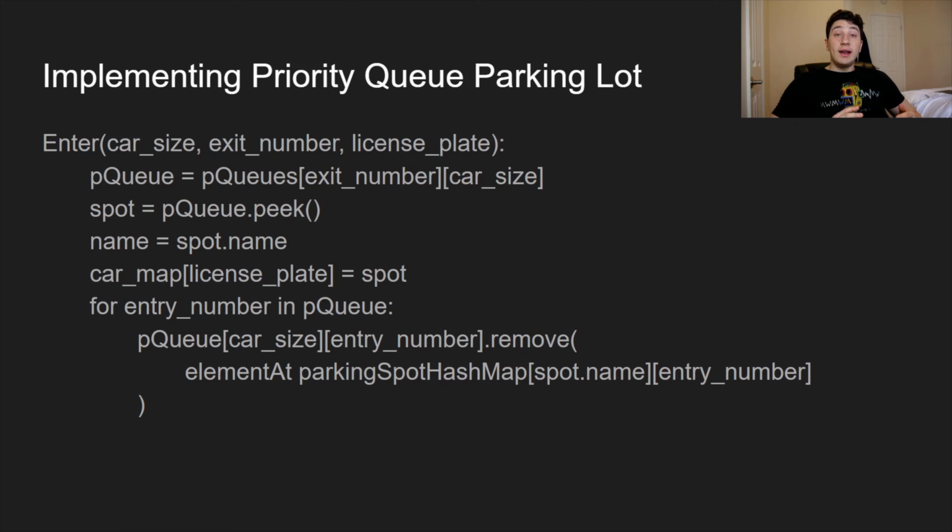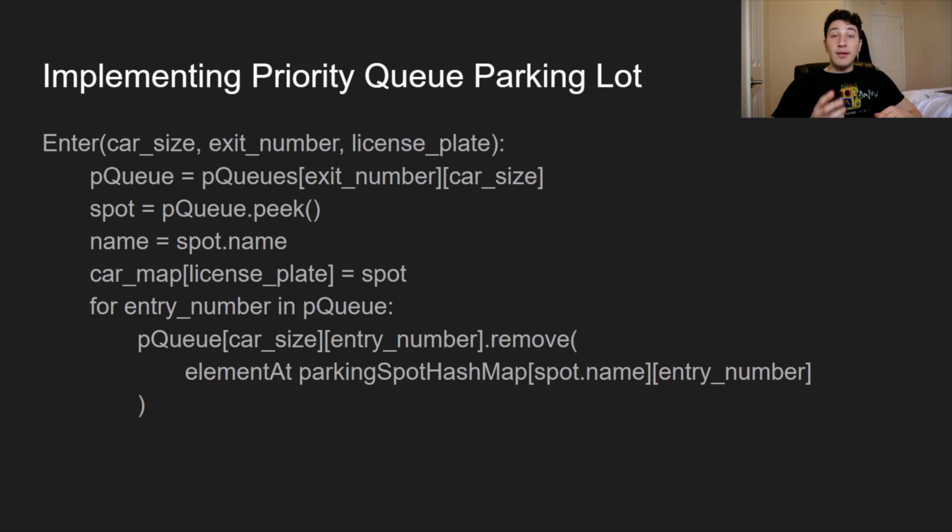Then we're going to go ahead and find the top element of that priority queue, which is the spot that we know that we're going to be taking. We can do that by peeking at our priority queue. We also get the name of that spot so that we can use it in our actual hash maps later when we're removing that element from all the priority queues. We then use the car map, because we know that our car map is mapping license plate numbers to the spot that they're in so that we can vacate it later. And so we're going to set that element in the car map.